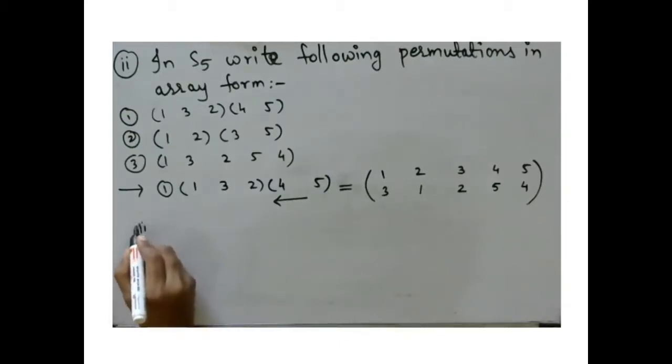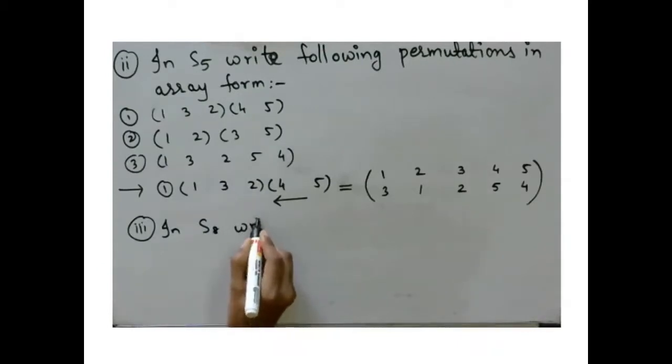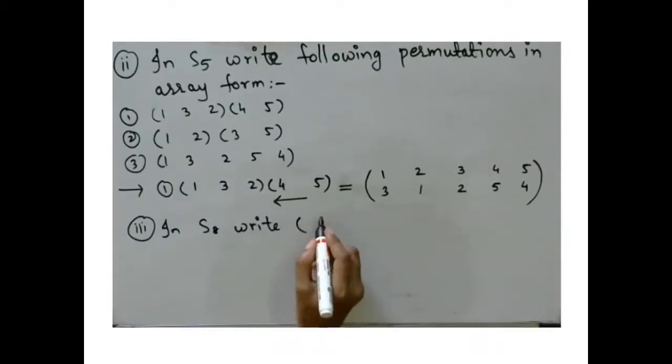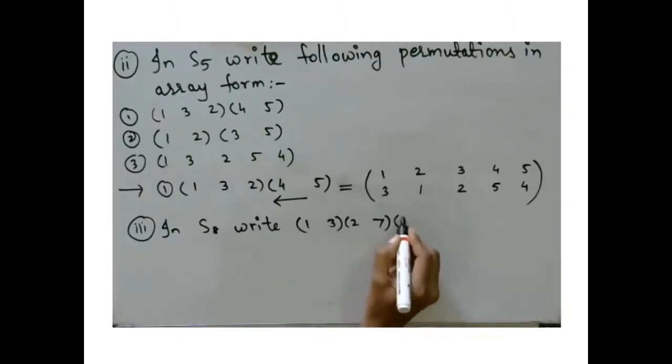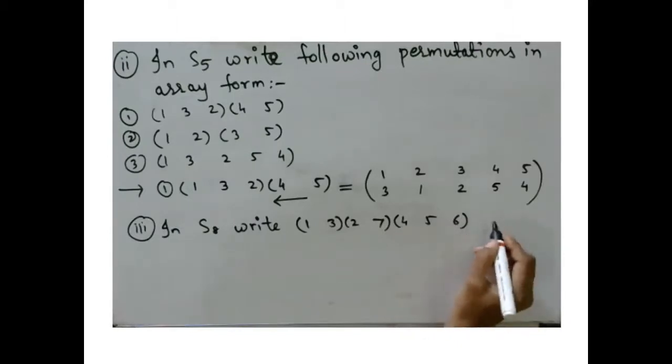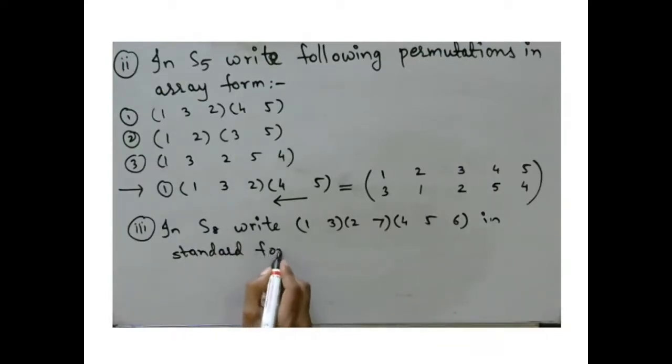Let me give you one more example for practice. So in S8, write this permutation (1, 3, 2, 7, 4, 5, 6) in standard form. Remember that you are in S8, so the first row will contain the numbers 1, 2, 3, 4, 5, 6, 7, 8, and do the multiplication from right to left and find the array notation.